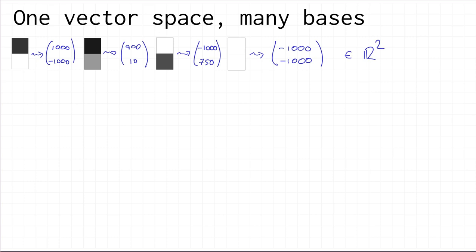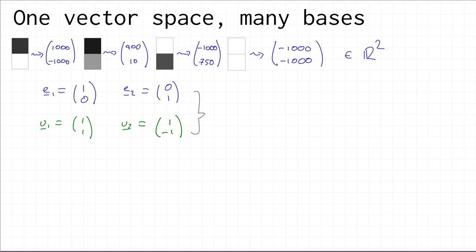So we know that there are two different bases for R squared, well, at least two. I mean, there are infinitely many different bases, but we've met two different bases. The first basis was E1 and E2. So E1 is the first standard basis vector, and E2 the second standard basis vector. And we met another basis as well. So let's call these U1, which is going to be (1, 1), and U2 is going to be equal to (1, -1). And these are both bases of R squared. E1 and E2 is a basis of R squared. U1 and U2 is a different basis of R squared.